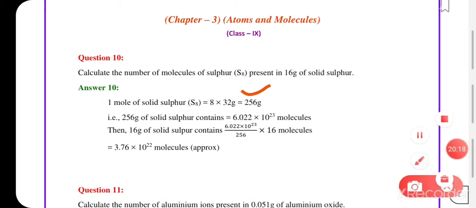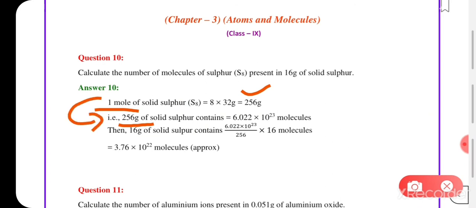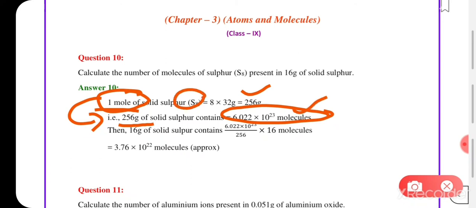So 256 is the molar mass. For 1 mole of sulfur, it is 256. Therefore, we can write that 256, which is nothing but 1 mole of it, is equal to Avogadro's number of molecules. According to the mole concept, 1 mole of anything is equal to Avogadro's number of atoms or molecules. So 1 mole of S8 is equal to Avogadro's number of molecules, that is 6.02 into 10 power 23.